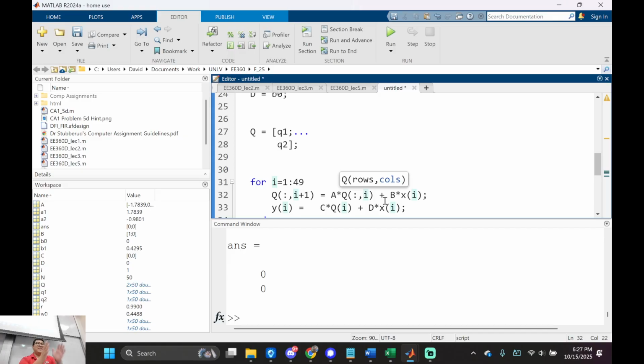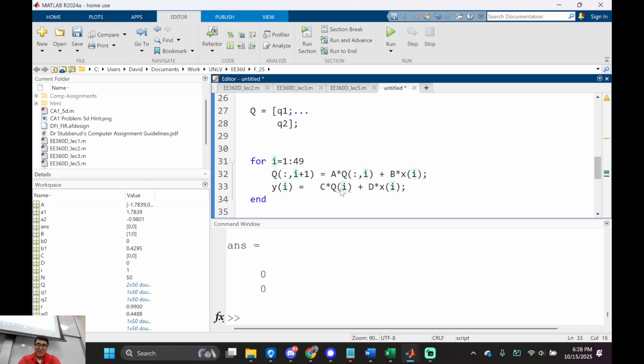Because I'm just siphoning just that first point. Is that good? I want all the rows. That's what the colon does. All the rows of the ith column, of the first column, the second column, third column. Cool? And then same thing right here. All, boom. What the heck?